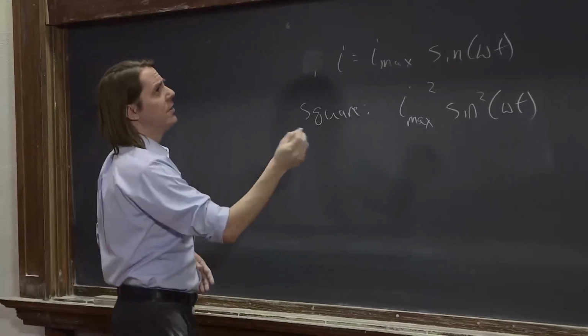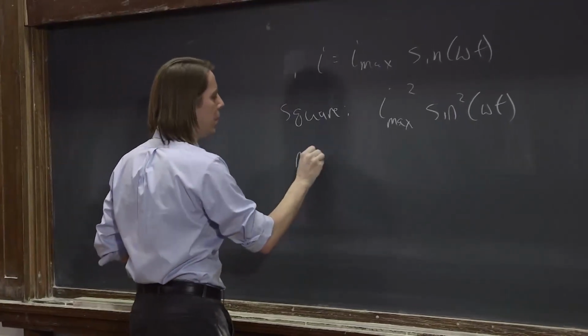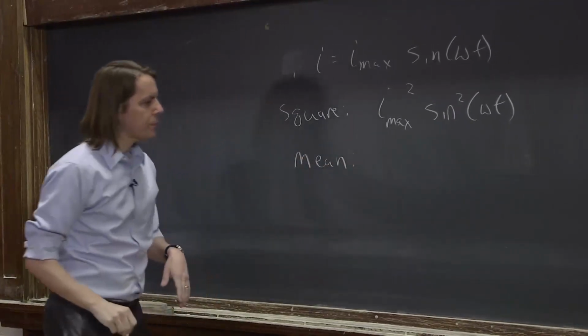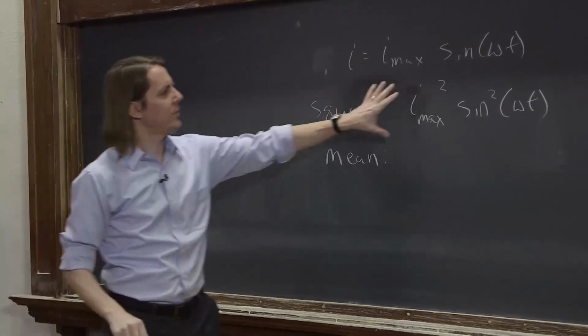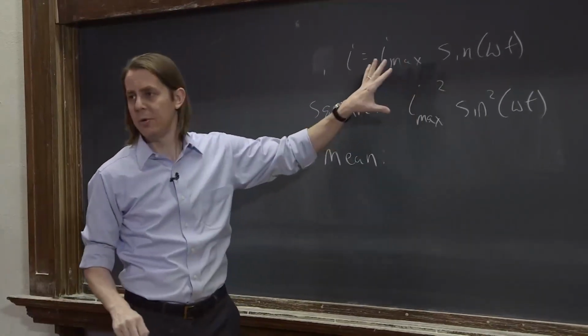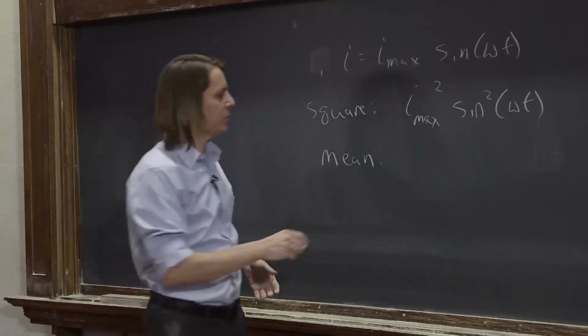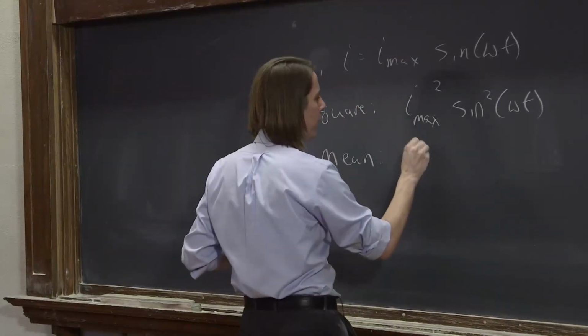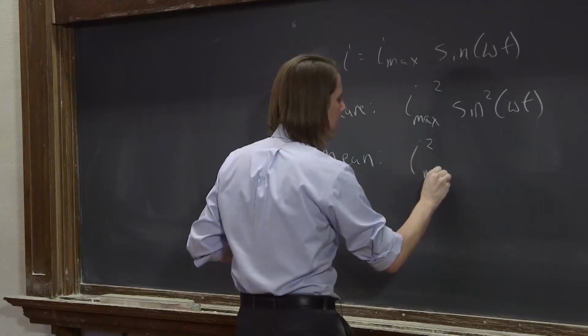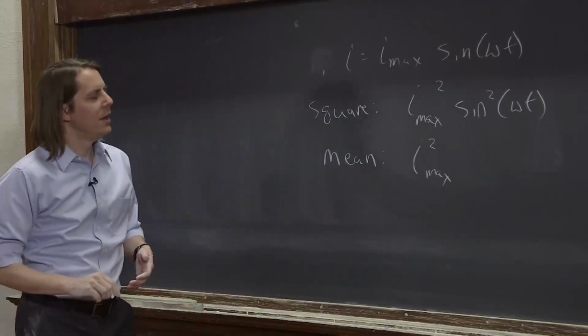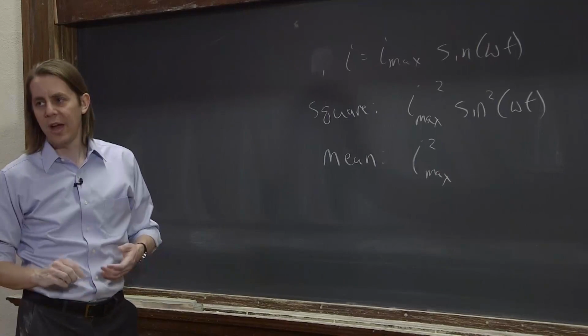All right, let's take the mean. Well, I max is just a constant value in front of the sine, so the average of I max squared is just I max squared. That's just like a number like 4. It doesn't depend on time. The average of sine squared is a half.